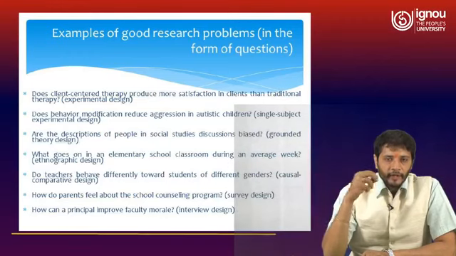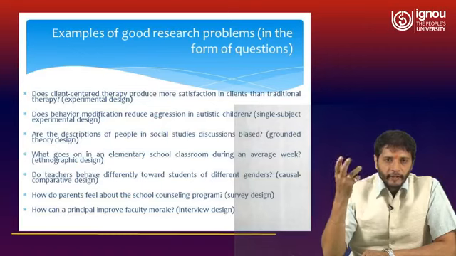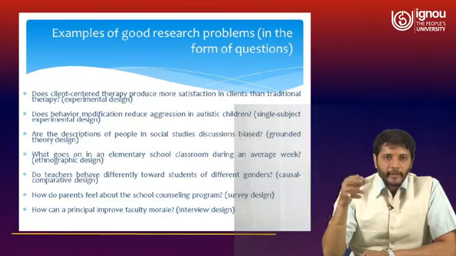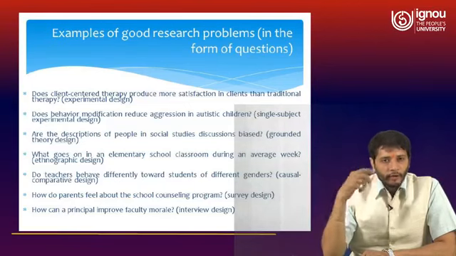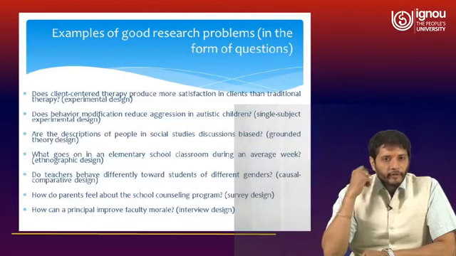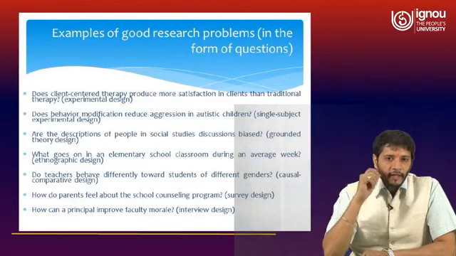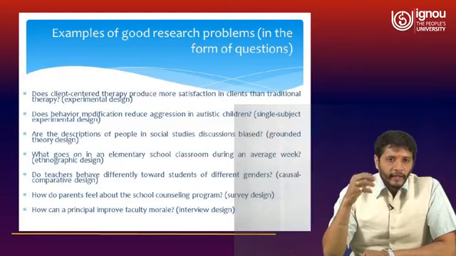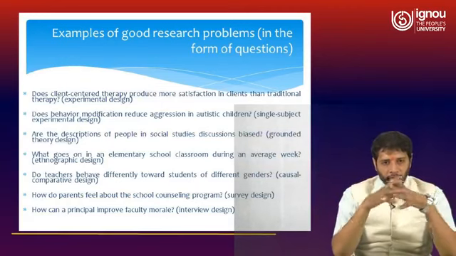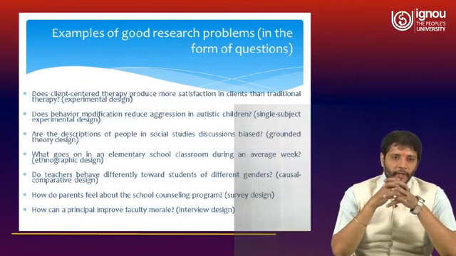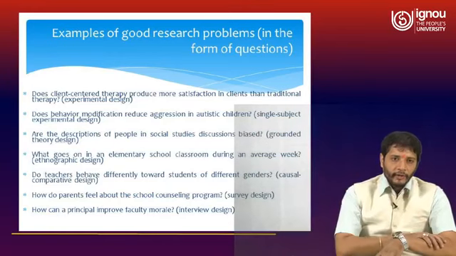which are in the form of questions, like, does client-centered therapy produce more satisfaction in clients than traditional therapy? This is an experimental design. And does behavior modification reduce aggression? These are the questions once you start framing. And are the descriptions of people in social studies discussion biased, and what goes on in an elementary school classroom during an average week? So there are certain questions which are related to the research. If you are doing research on the particular theme, you have to adhere to that.